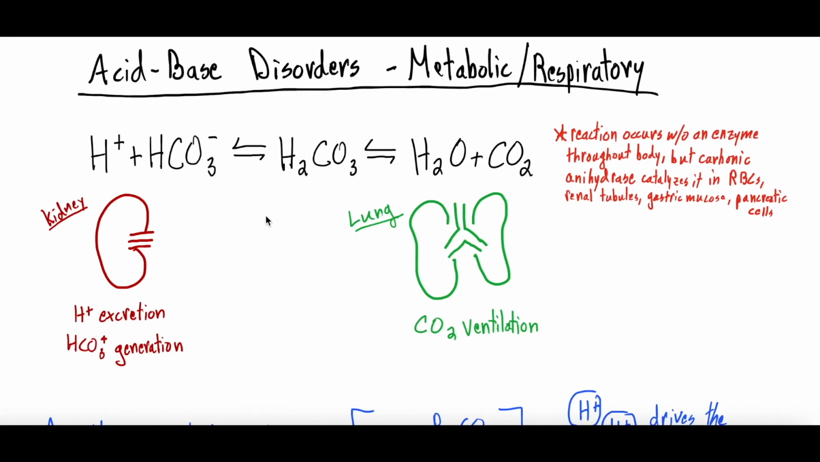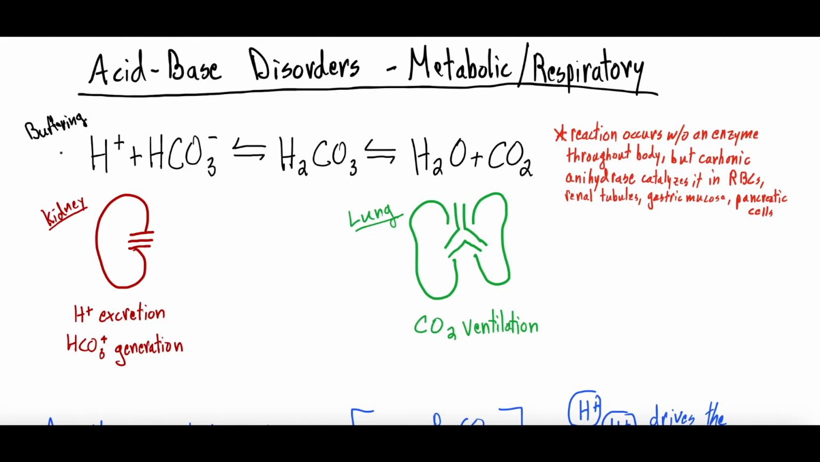So today we're going to be focusing on primary metabolic and respiratory acid-base disorders. What are they? Why do they happen? How do we determine what is metabolic and what is respiratory? And how can we really kind of conceptualize the physiology as a way to better remember what drives metabolic versus respiratory? To do that, we're going to start with the equation, the buffering system, that is the main buffering system of the body. And that is this equation here.